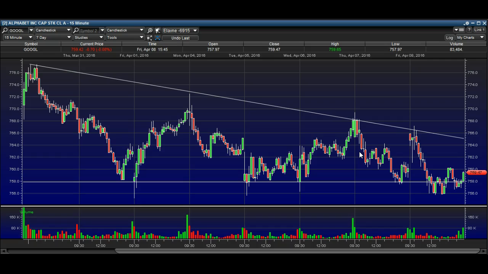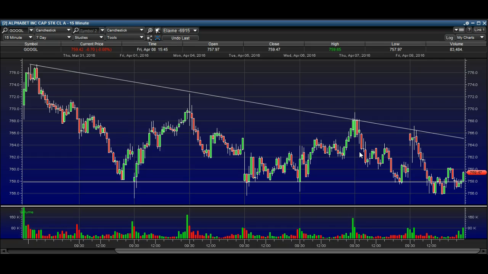I just wanted to go over a trade that we did not take on Friday afternoon, and I'm going to go over exactly why we didn't take it, and hopefully you can learn a thing or two about our process, and it'll help you in your own trading. So this is the Google 15-minute chart.